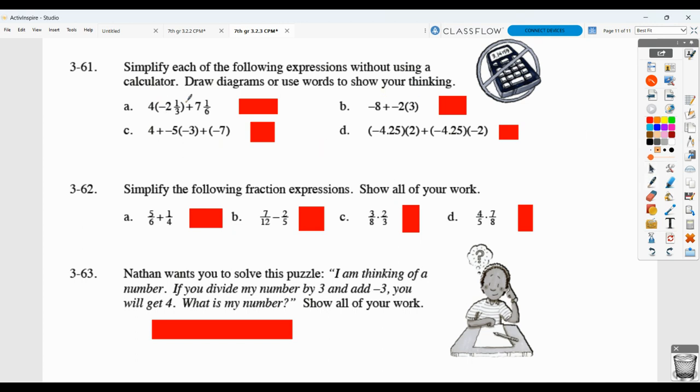So 4 times negative 2 and 1/3. Well, I would probably change the 2 and 1/3 to a fraction greater than 1. So that'd be 3 times 2 is 6, plus 1 is 7, over 3. Remember that the sign is going to be staying there with that. And then we're adding to that 7 and 1/6. Okay, so 4 times negative 7/3, you can make that 4 over 1 times negative 7/3, which would be negative 28/3.